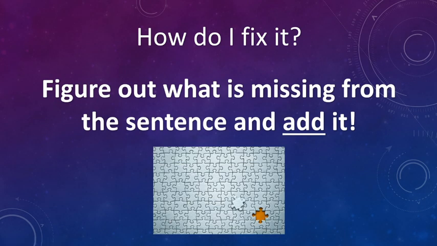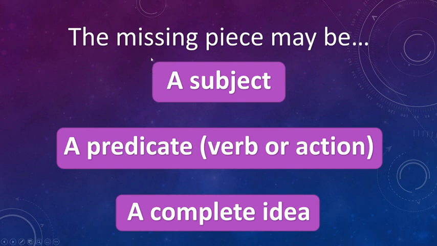How do we fix it? Well, you've got to find the missing piece, and then you have to add it. Figure out if what's missing is the subject, the verb or predicate, or a complete thought, and that will allow you to complete the sentence. As we said, the missing piece will be one of these three. So, to review, it can be the subject, the predicate, which will be the verb or action, or a complete idea.